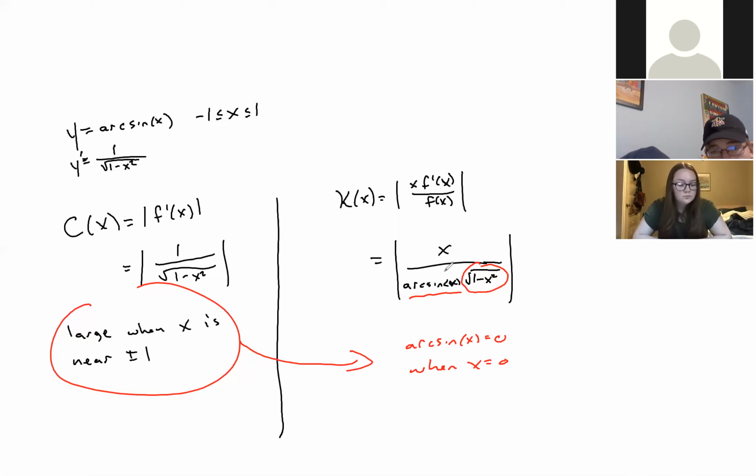But if I look at how this behaves when x is near 0, then I've got 0 on top and 0 on bottom. That's an indeterminate form. If it's an indeterminate form, then we can't tell by looking at how it's behaving. So how do I figure out how this thing behaves as x approaches 0? L'Hôpital. L'Hôpital, yeah.